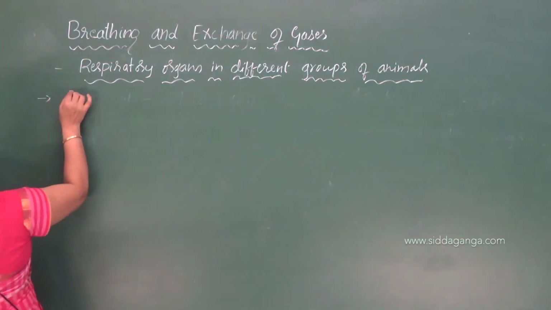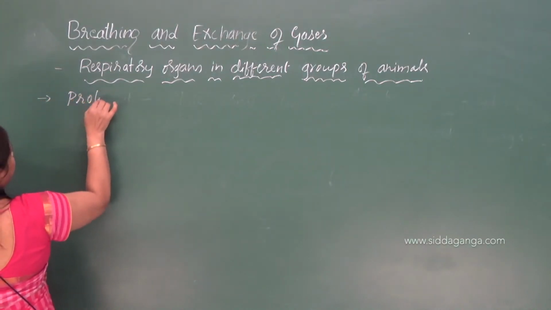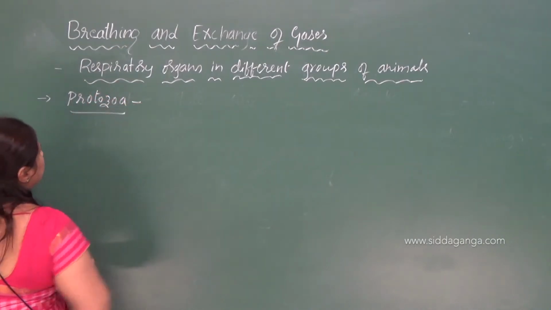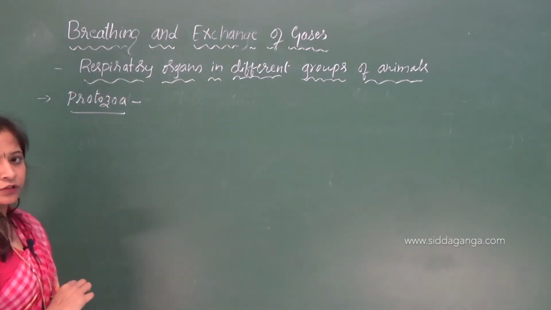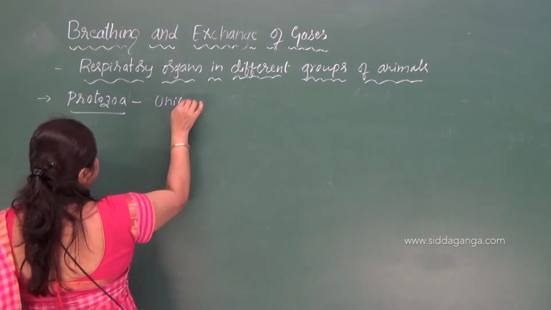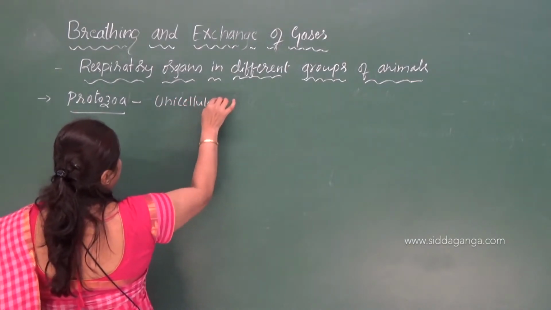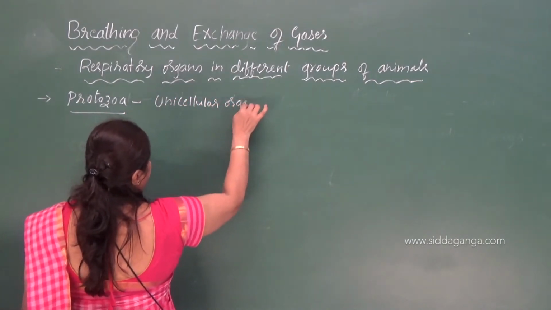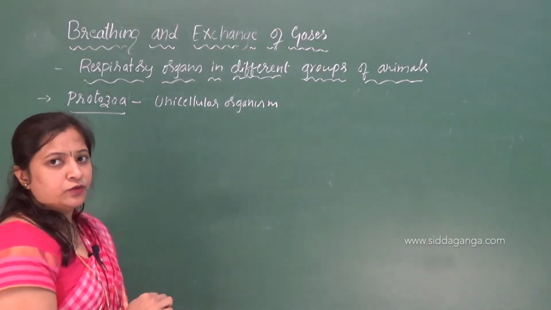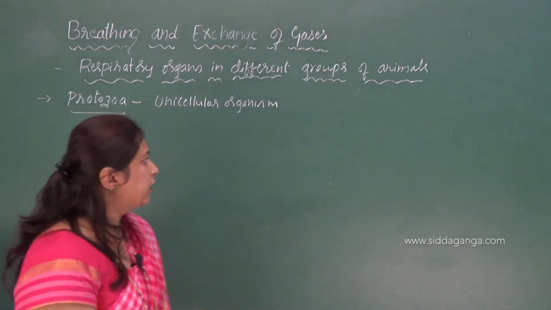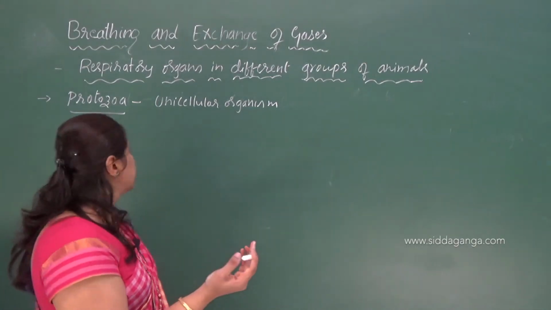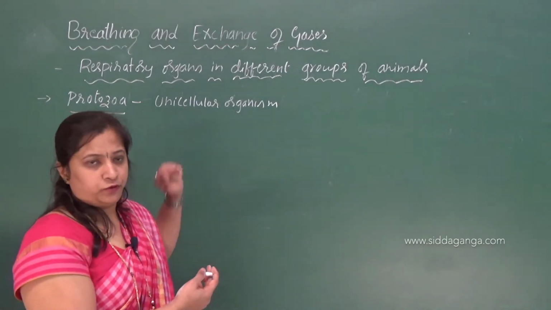Say now protozoa. So this includes unicellular organisms. Single-celled organisms are called unicellular organisms. Okay, so like amoeba, paramecium, euglena. They all come under protozoa.